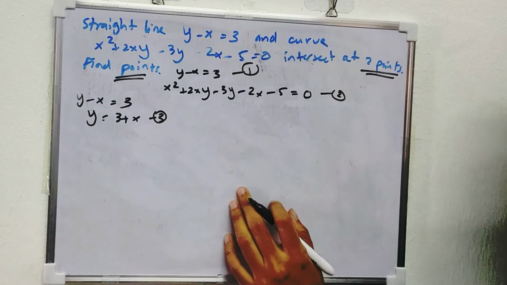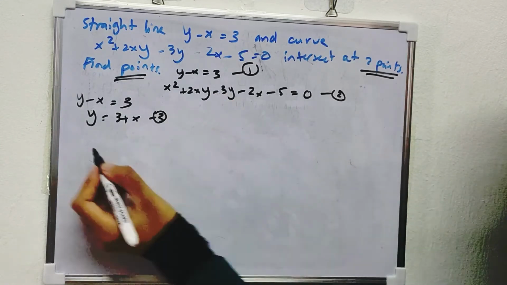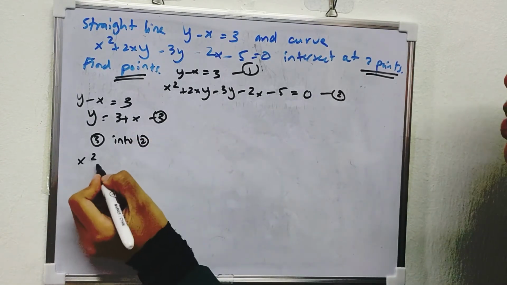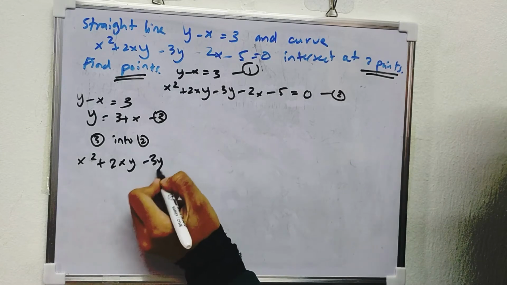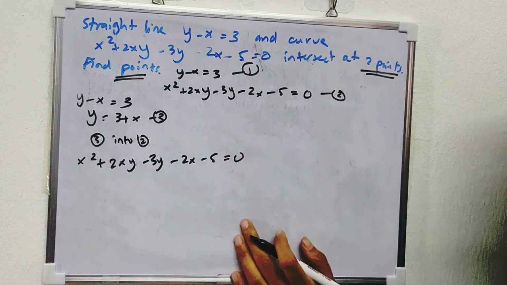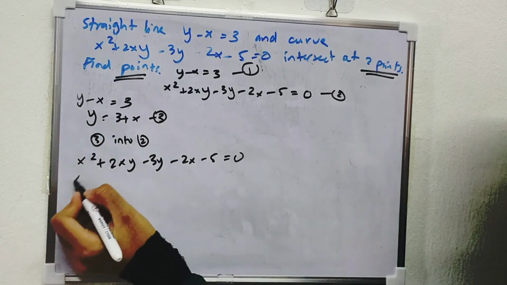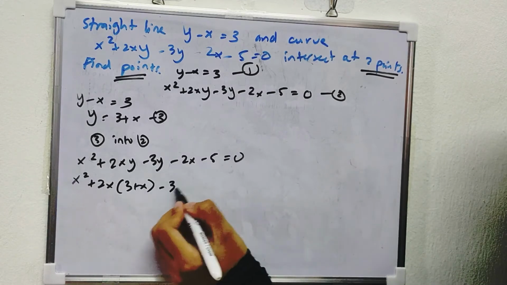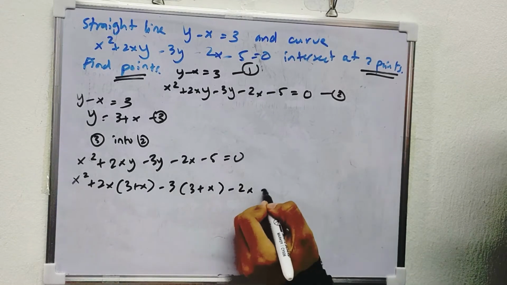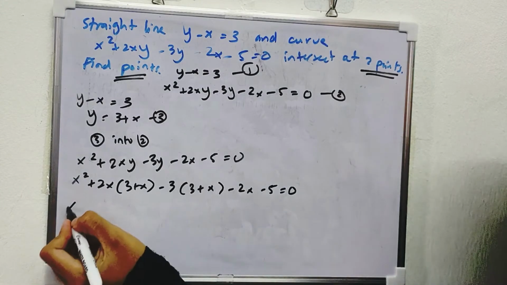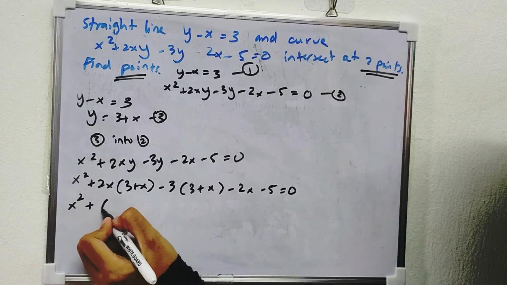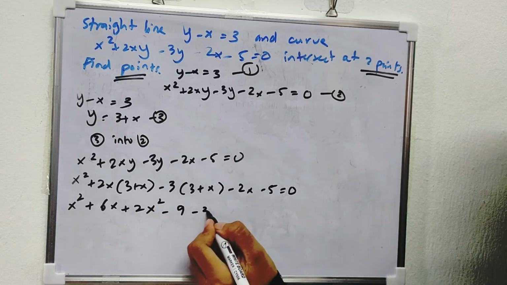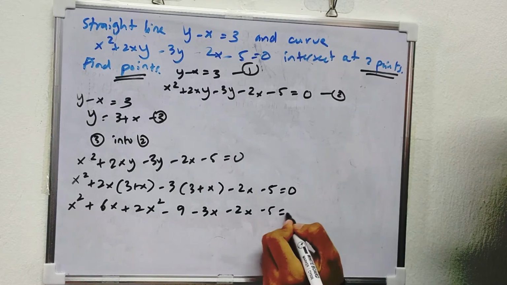This is equation 3. Now we substitute equation 3 into equation 2. In equation 2 we have x squared plus 2xy minus 3y minus 2x minus 5 equals 0. When y equals 3 plus x, we get x squared plus 2x times (3 plus x) minus 3 times (3 plus x) minus 2x minus 5 equals 0. So we have x squared, 2x times 3 is 6x, 2x times x is 2x squared, minus 9 minus 3x minus 2x minus 5 equals 0.